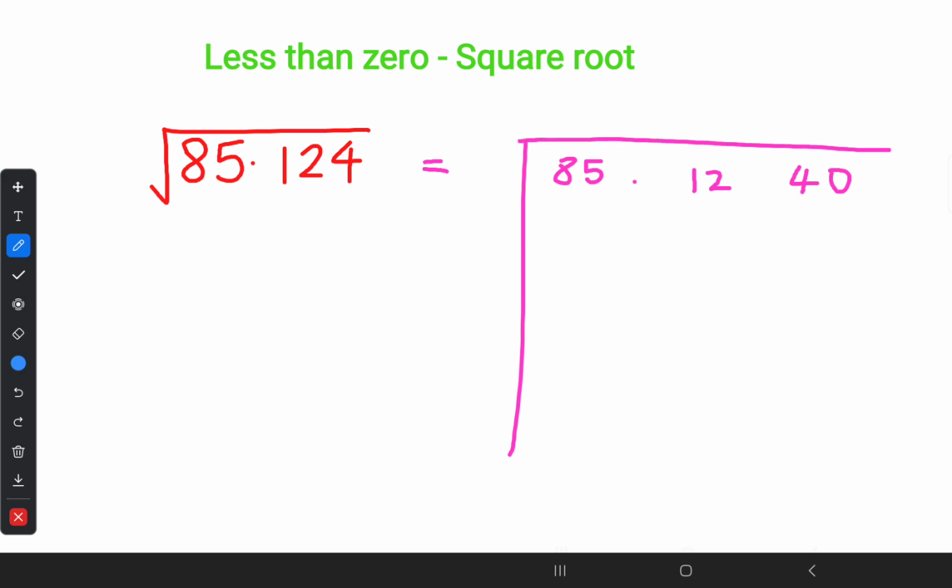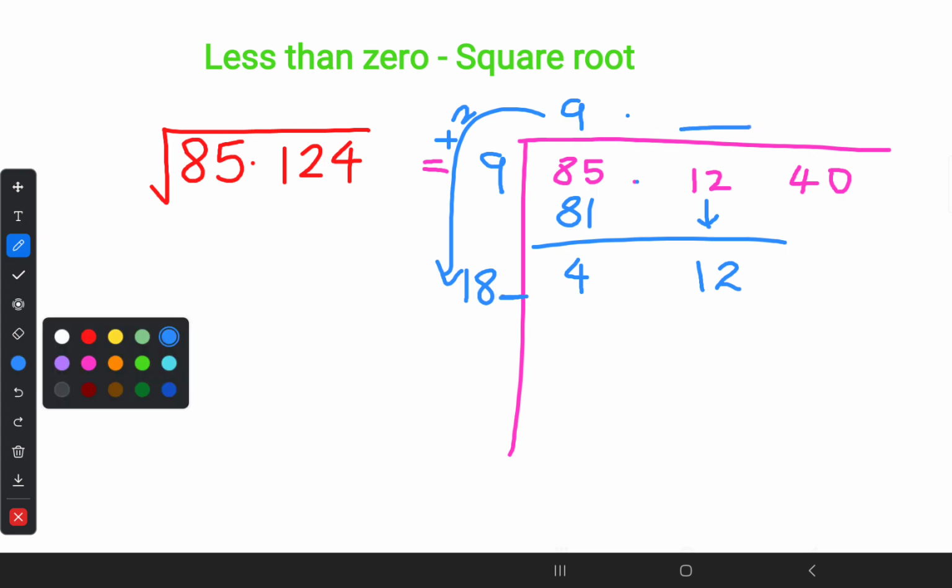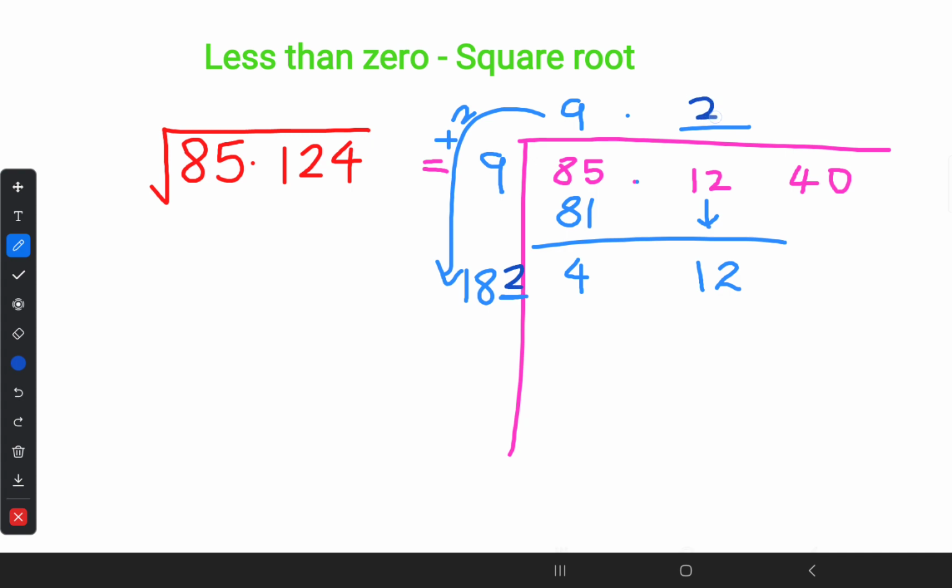So for 85, the nearest perfect square number is 81. So 9 9s are 81. Remainder 4. Now here there's a decimal, so let's place the decimal. Let's bring this 12 down. Hereafter you should multiply 9 by 2. That would be 18. Here is a blank and blank. Let's fill them. Mostly it would be 2. So that means 364.